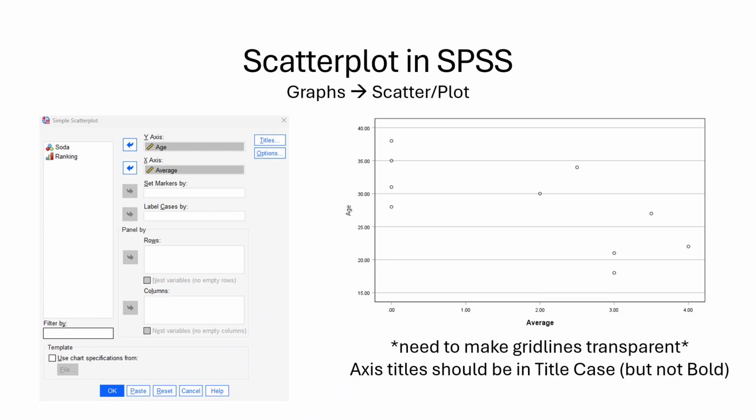And you'll notice that there are grid lines and the axis title average is bold. So those are not APA, so you have to double click on that to open up the chart editor and make them in APA format.